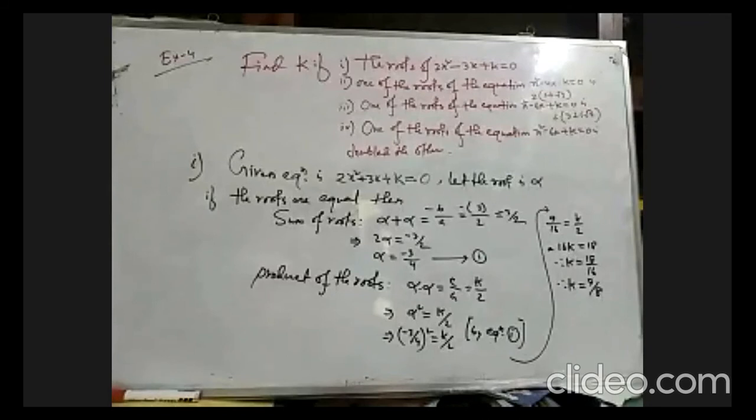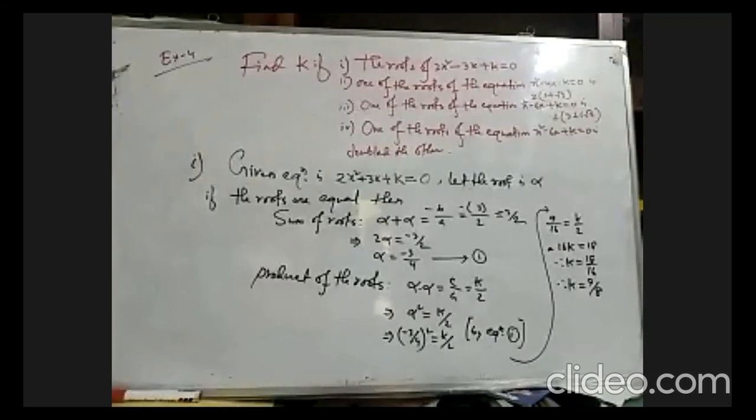Let the roots be alpha. So if the roots are equal, the sum of the roots will be what? Alpha plus alpha equals to minus b by a. B equals to what? Coefficient of x, that means 3. So minus 3 by, and a equals to what? Coefficient of x square. So minus 3 by 2. So twice alpha equals to minus 3 by 2 and alpha equals to what? Minus 3 by 4. This is the equation number 1.